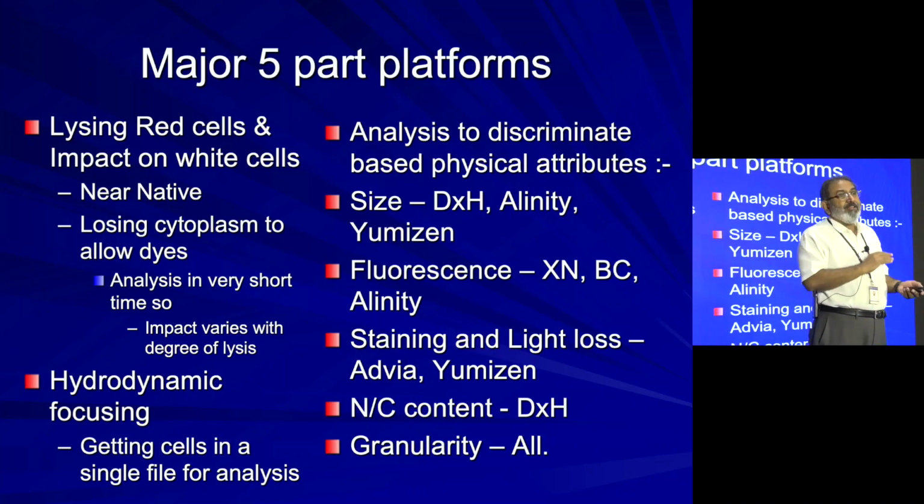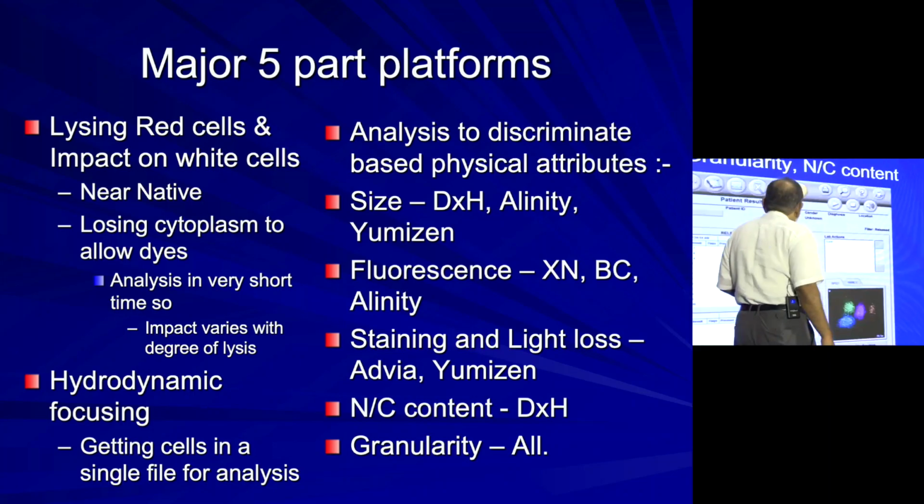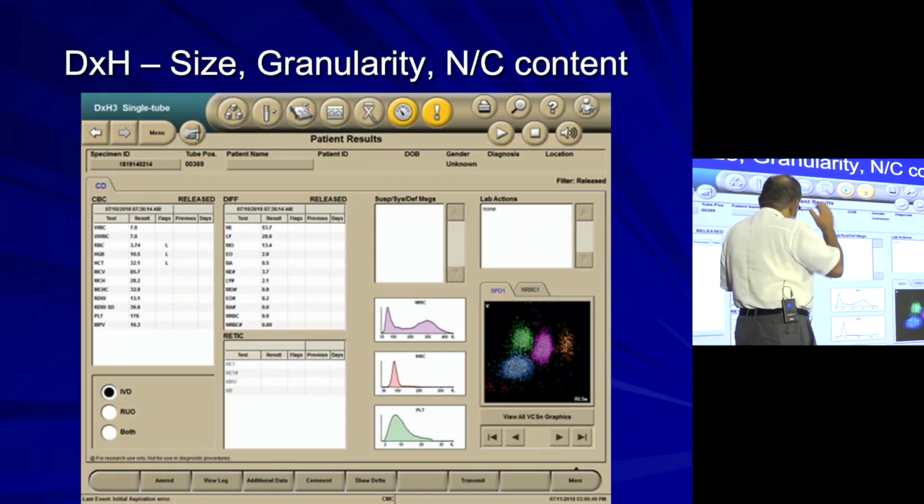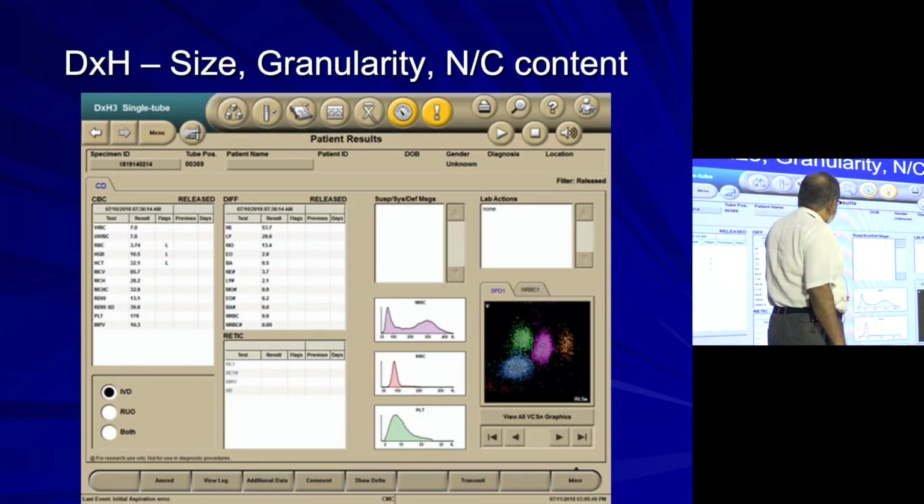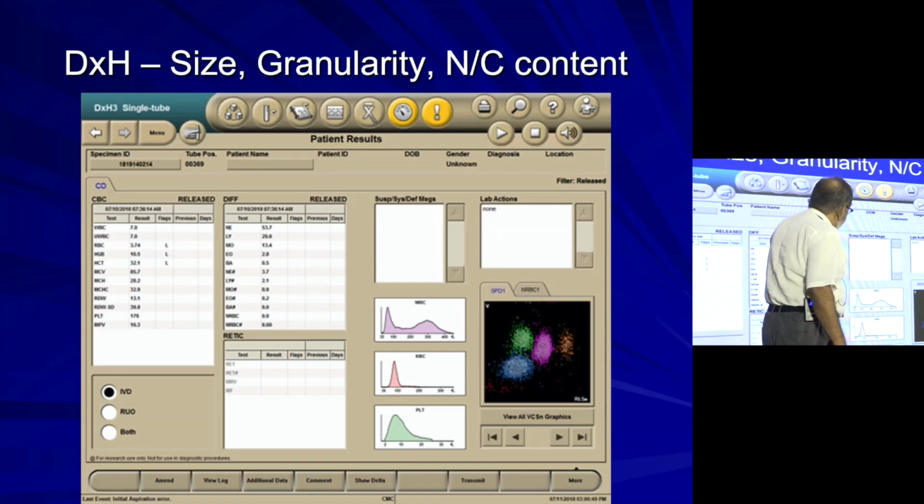But all cell counters look at granularity. Scatter is there for every cell counter. No cell counter ignores granularity. So, for example, you have got this cell, with granularity along the x-axis and volume, size, along the y-axis. The smallest size and smallest scatter is a lymphocyte. Cells which are the same as lymphocytes but having more size and more scatter are the neutrophils. Cells which are the same size as neutrophils but having more scatter are the eosinophils, and that's a monocyte.